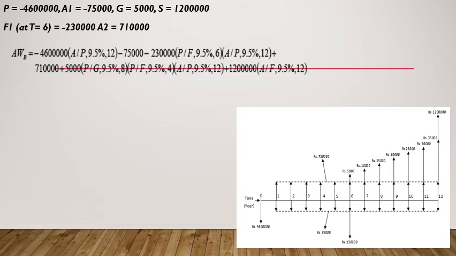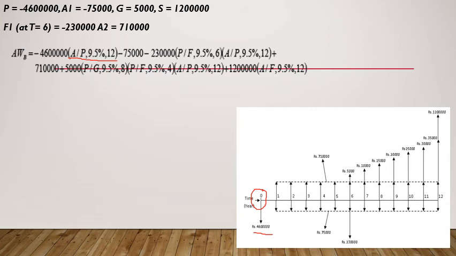Let us start with P. What is it? 46 lakhs. Where is it situated? Just check whether it is at the end. Yes, it is at the end because it is the initial purchase cost. Hence it has to be situated at t is equal to 0. Since it is at the end, I can straight away use the factor A by P comma I comma N. I is 9.5% and N should be for 12 years because the timeline is 12 years. So whatever the cash I have to convert everything into equivalent annual cost or equivalent annual benefits for 12 years. So I will use the factor A by P comma 9.5 comma 12.